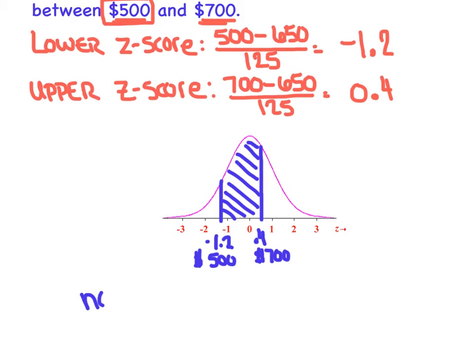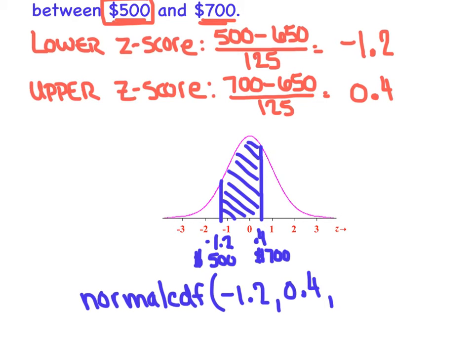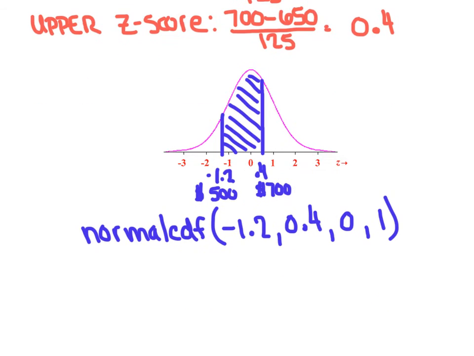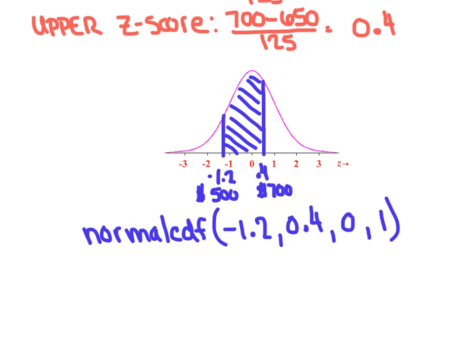So I'm thinking normal CDF. We're going to get really good at hitting second distribution or second vars. We've got our lower z-score, and then we've got our upper z-score. Our mean is always 0, and our standard deviation is always 1. And so the area underneath the curve was, let's see, about 0.540, which translates to a percentage of 54% chance that a new laptop costs between $500 and $700.